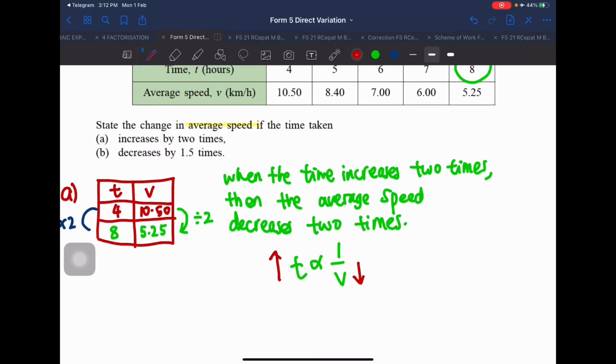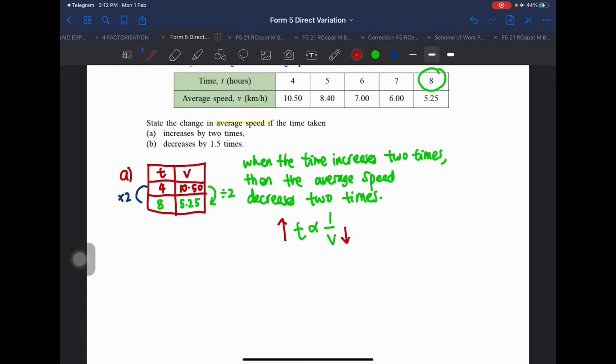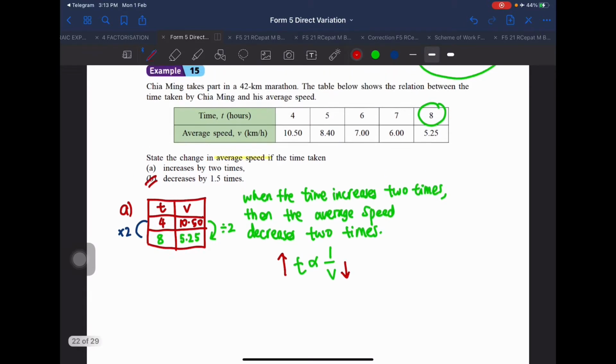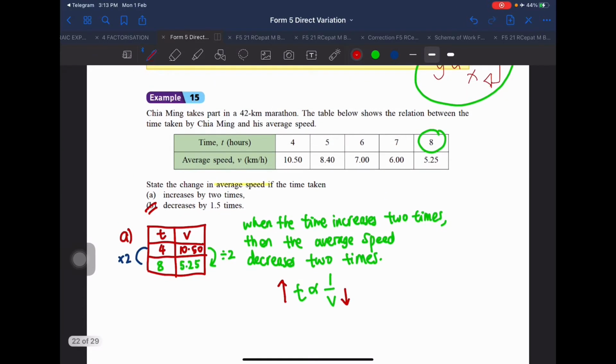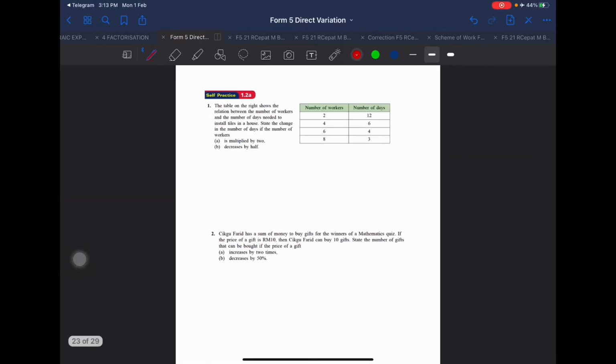Same goes with B. For B, I want you to try it yourself. So for self-practice 1.2a, this is your first assignment for this week, number 1 and number 2. Later I will assign this assignment in our Google Classroom.